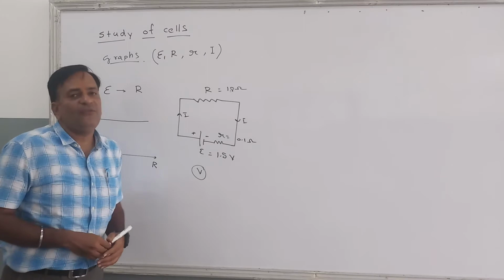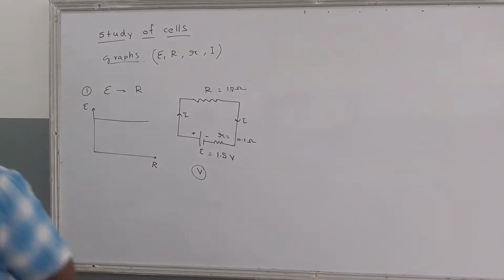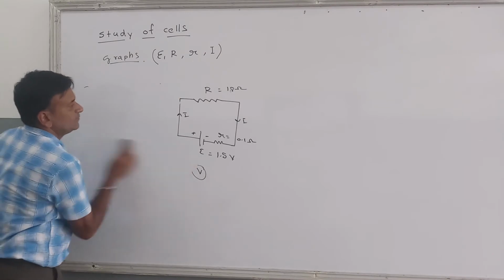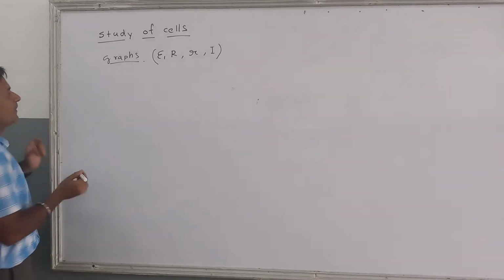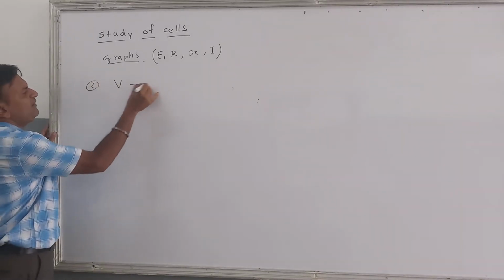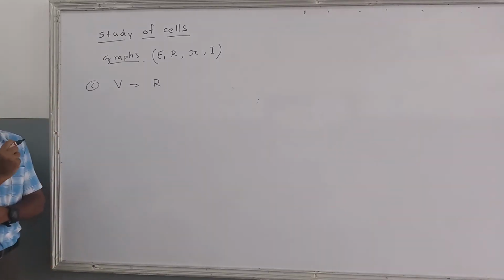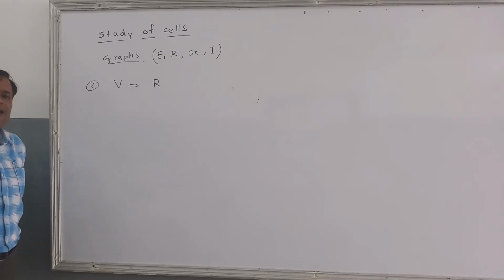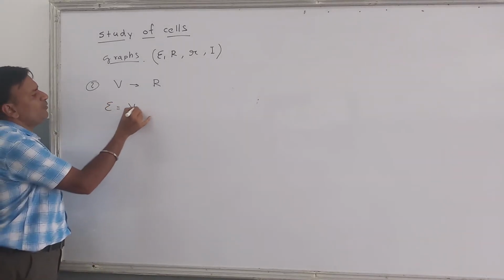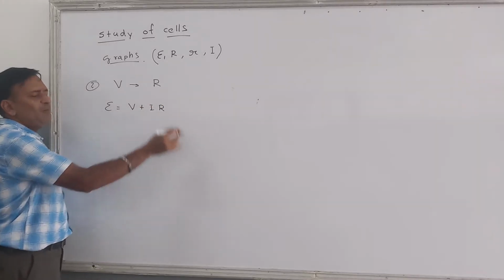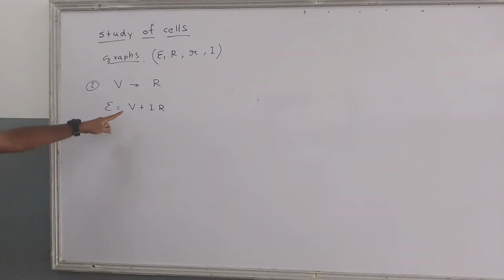Now coming to the second graph. This second graph is of potential difference versus resistance. We first need an equation. How are these two related? Epsilon is equal to V plus Ir: EMF, potential difference, current and resistance.